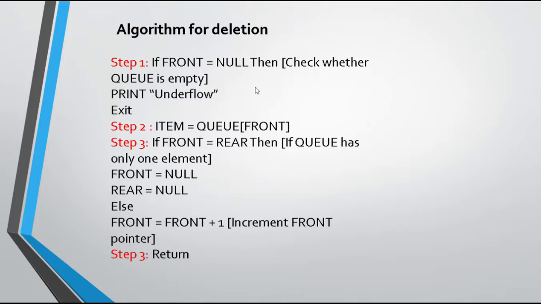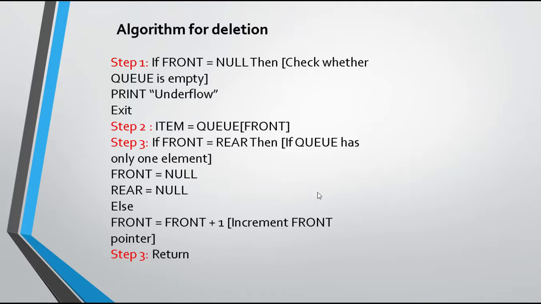Since the queue is not empty, this condition becomes false. The next step is item is equal to queue of front. It goes to the next step, that is, in queue of front, if any element is there, that will be assigned to the item. If front and rear are both the same, both in zero position, and there is only one element in the queue, in that case it will assign a null value to front and a null value to rear. Else front is equal to front plus 1.